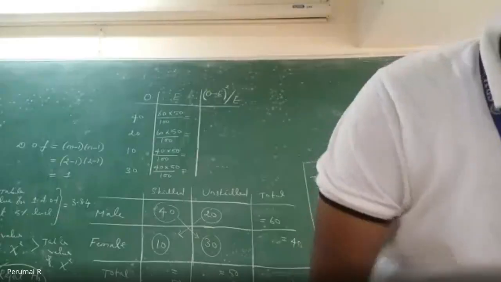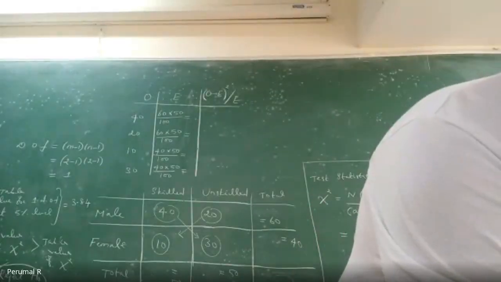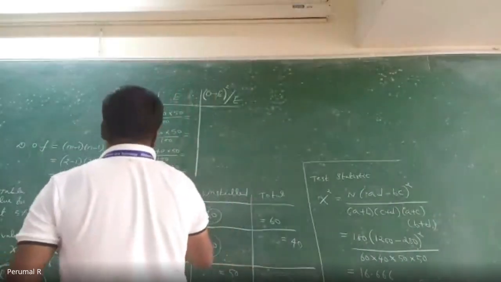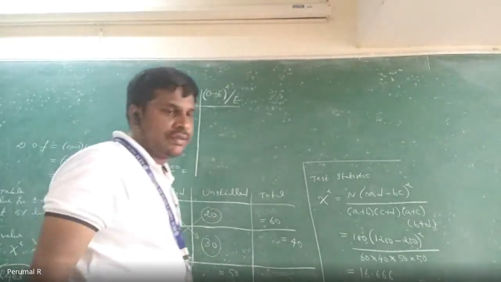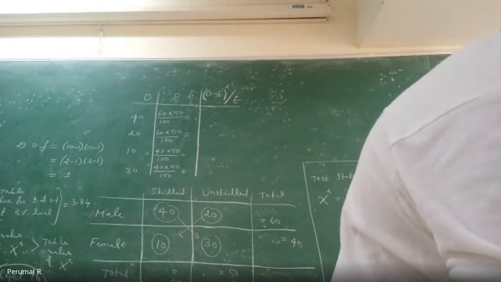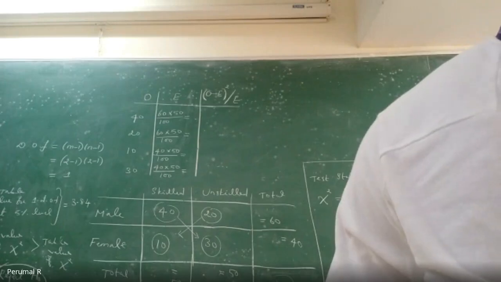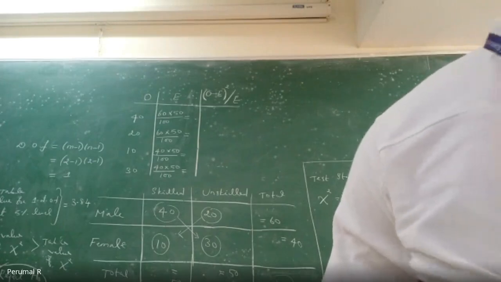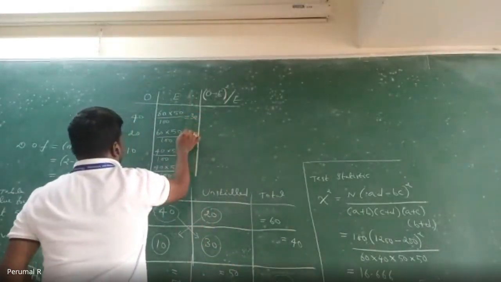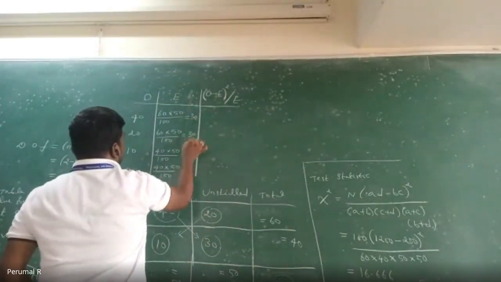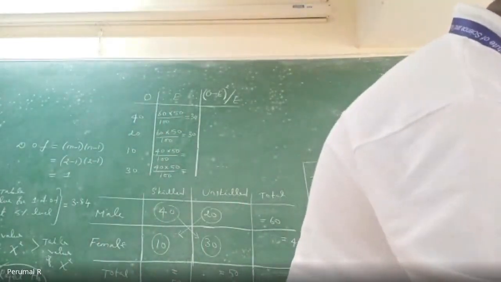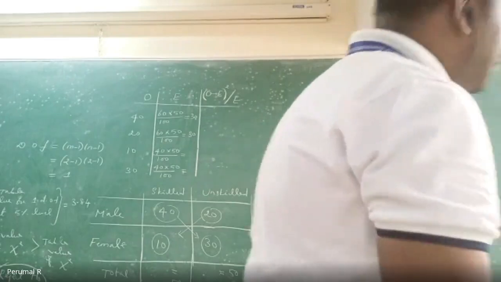Students? No, sir. Okay, so now you can list out your expected frequencies. What is the answer for the expected frequency? For the first one, it becomes 30. Here that is also 30. Next one, 10, what is the answer? It means 20, 20.